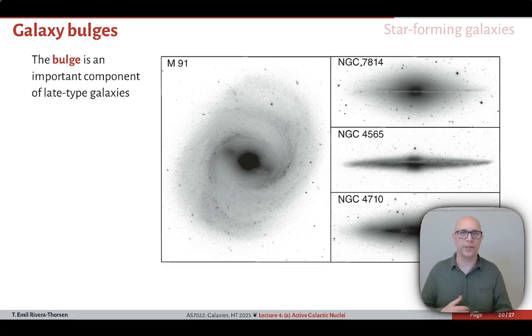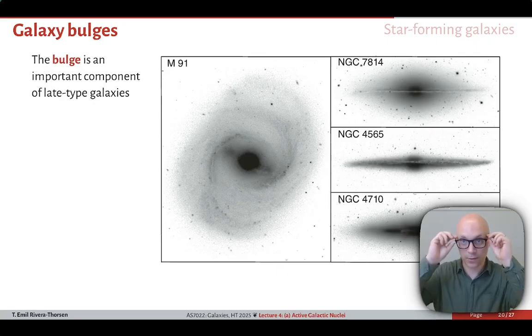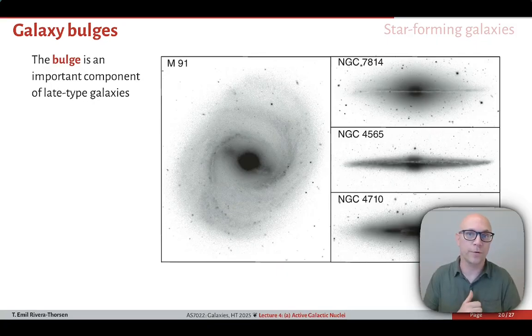Another very prominent part of the morphology of a spiral galaxy is the bulge, or the bulge of spiral galaxies, or late-type galaxies in general. And as we have seen before, not all bulges are created equal. We see 4 examples here. One face-on galaxy is M91, which has a nice and large prominent bulge and also a very nice and clear bar here in the center. And then a spiral arm spiraling out from around the radius of the bar.